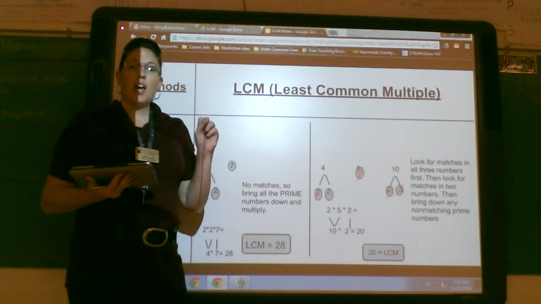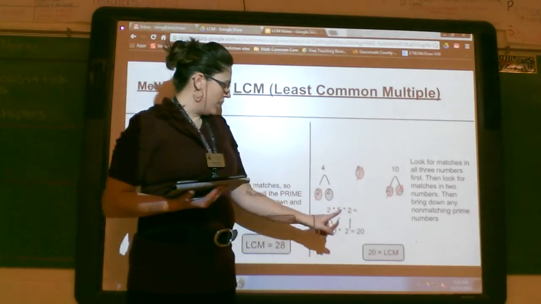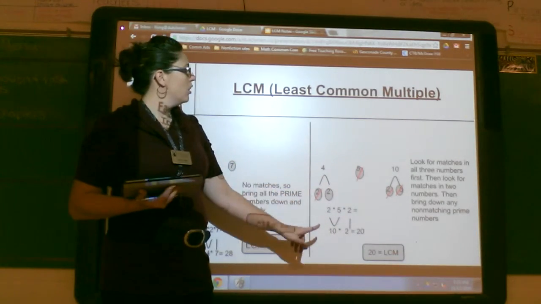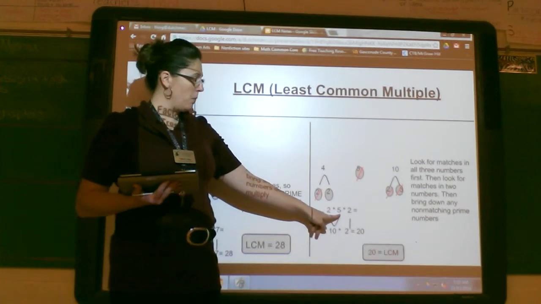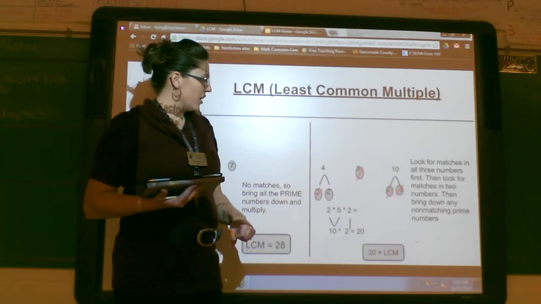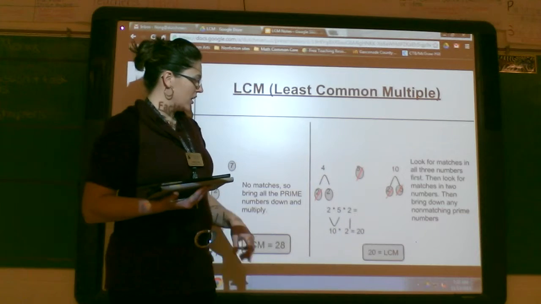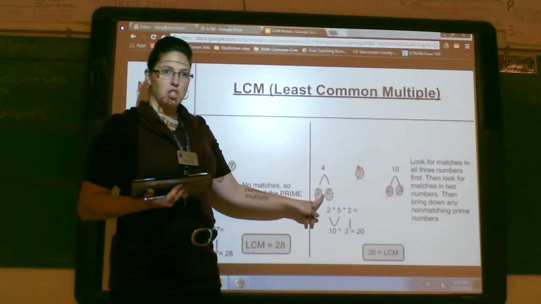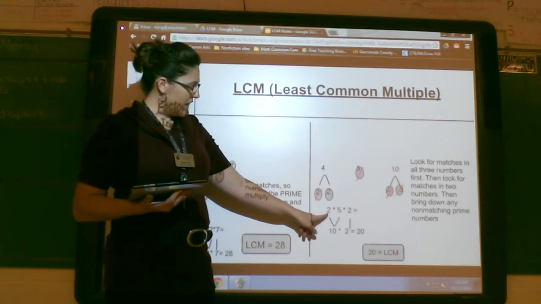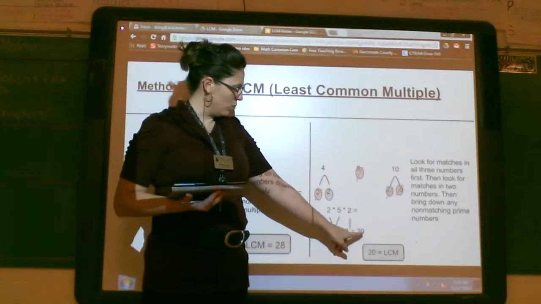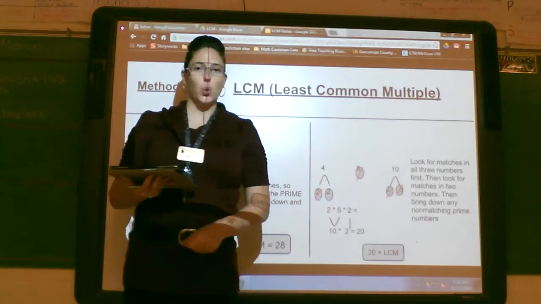But then I can look at matches between 2 numbers. So since I have a 2 here and a 2 here, that's a 2 that they have in common. I have a 5 here and a 5 here, so that's a 5 that they have in common. And then what I do from there is I bring down any number that is not matched up with anything. So I have a 2 left here that's not matched up. I bring that down as well. Okay? So then I multiply all of these out. 2 times 5 is 10, times 2 gives me 20. So the LCM of 4, 5, and 10 is 20.